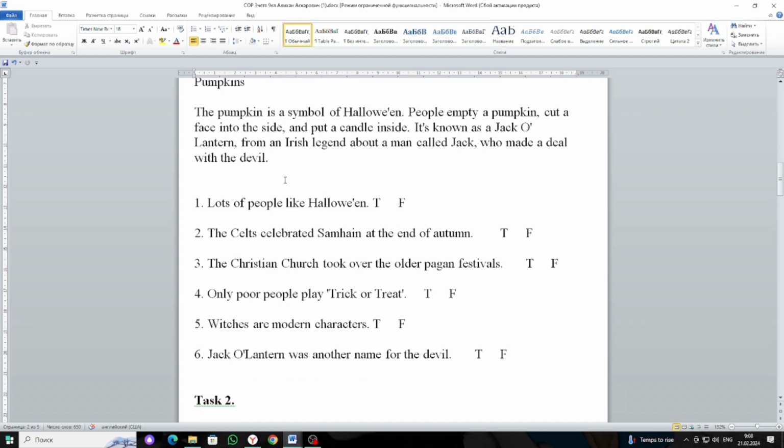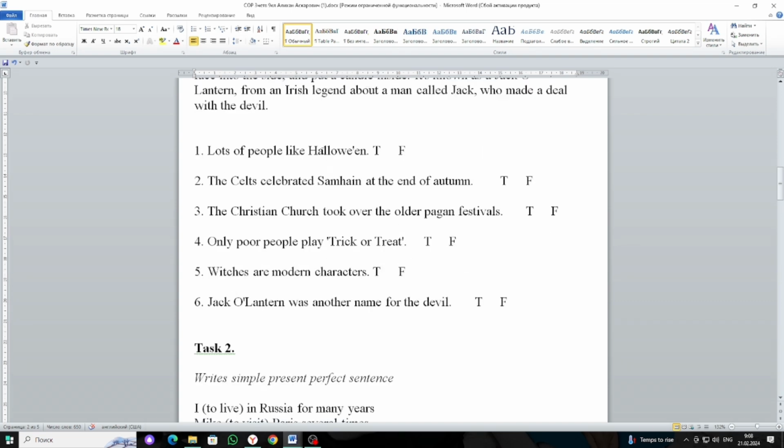Now task 1. Мына сөйлемдер true немесе false екенін табамыз. The first, lots of people like Halloween. Көп адамдар Halloween жақсы көреді. It's true.